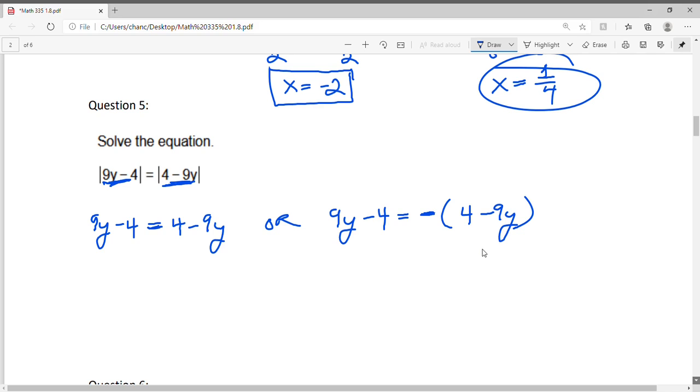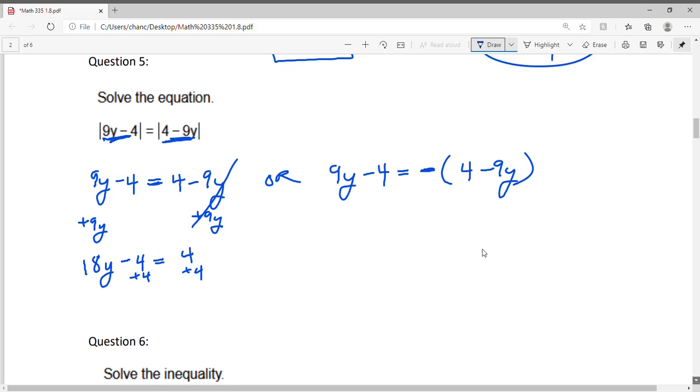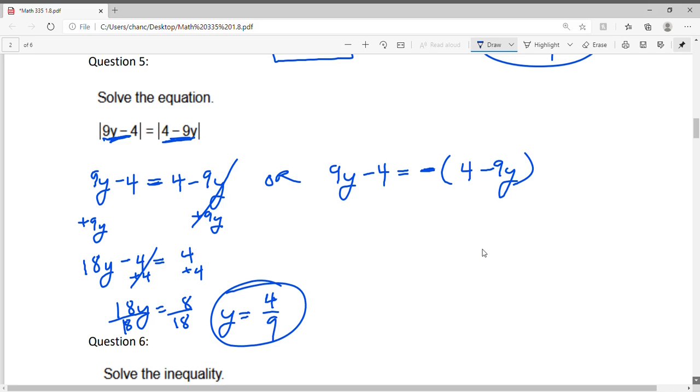So let's solve here for y. I can add the 9y to both sides. And that gives me 18y minus 4 equals 4. Let's add 4 to both sides. I have 18y equals 8. Let's divide both sides by 18 now. And y is equal to 4/9. So the first solution is 4/9.